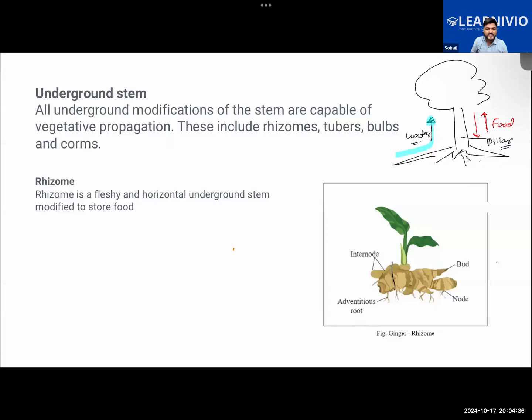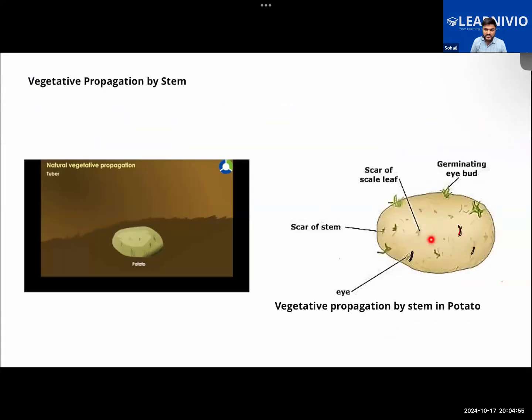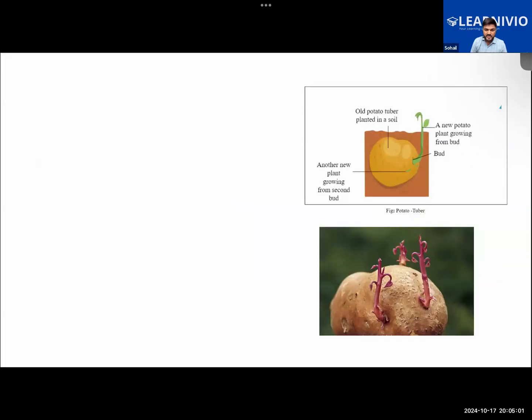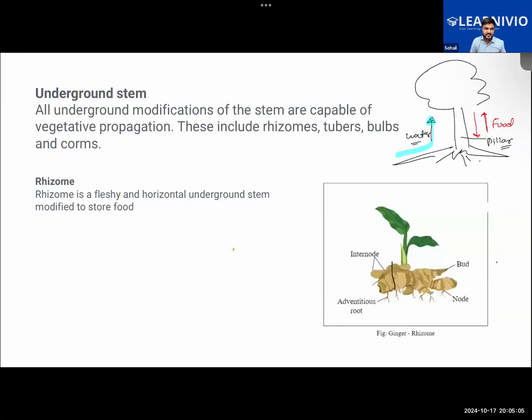But when the stem will be storing the food, then it will be called a modified stem. When it acts as a storage organ, then it is called a modified stem. Getting what I'm trying to say? Like for example, ginger, it is the underground modified stem. Or take the example of a potato, not the sweet potato, the normal potato. That is also a modified stem. Getting it, guys? So that is why we are calling them modified stems.